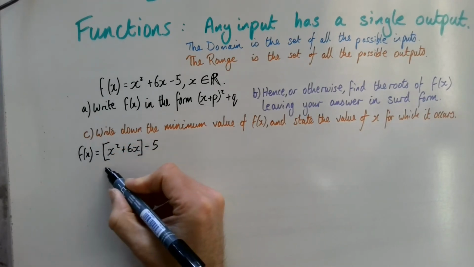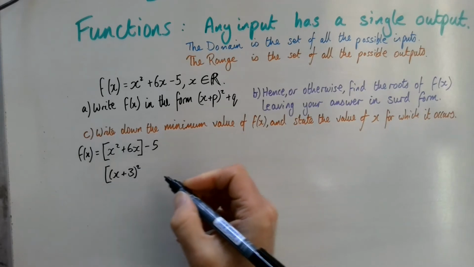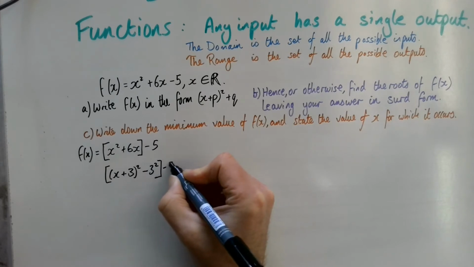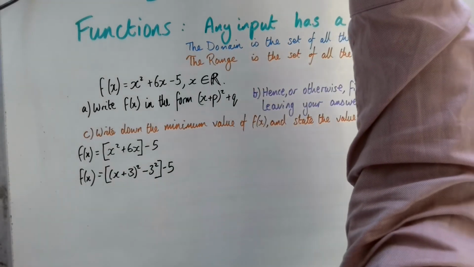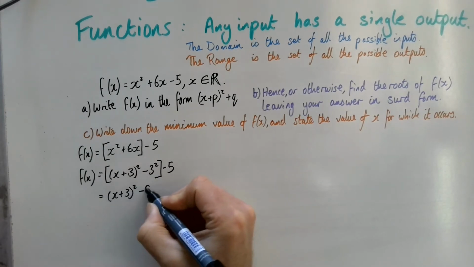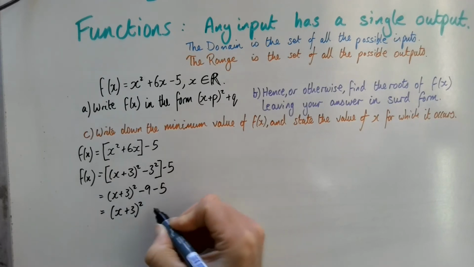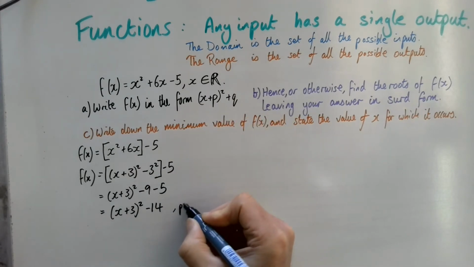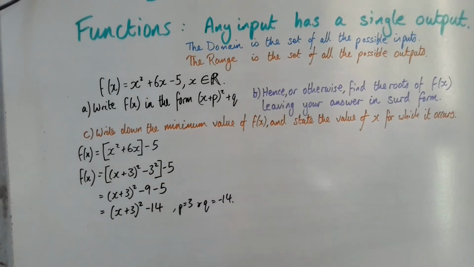So let's do that. What we need to do is halve our number of x's, isn't it? And we're squaring that. But then we've got to take away this value squared, because it'll be that much too big. And then once we've done that, all we need to do is expand this. So we get (x + 3) all squared, take 9, take 5. 9 and 5 is 14, so that'd be negative 14. So p equals 3 and q equals negative 14.